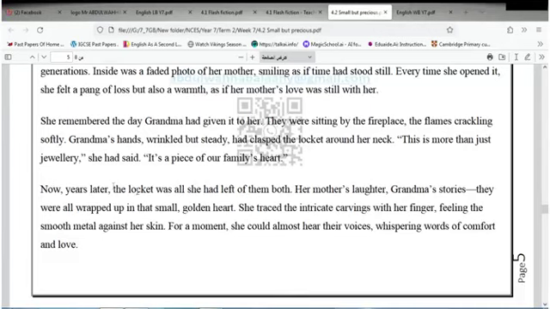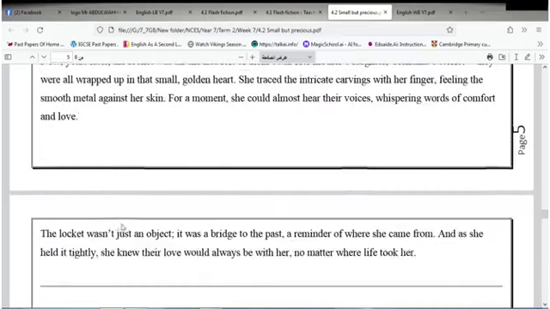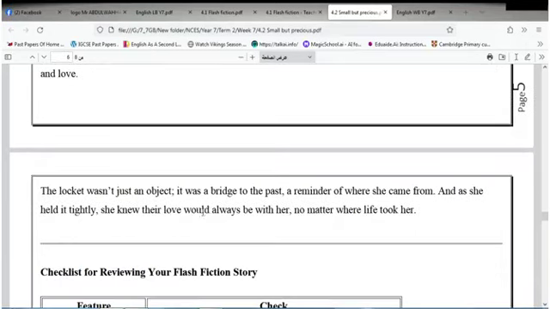Now, years later, the locket was all she had left of them both. Her mother's laughter, grandma's story, they were all wrapped up in that small golden heart. She traced the intricate carving with her finger, feeling the smooth metal against her skin. For a moment, she could almost hear their voices, whispering words of comfort and love. The locket wasn't just an object, it was a bridge to the past, a reminder of where she came from.